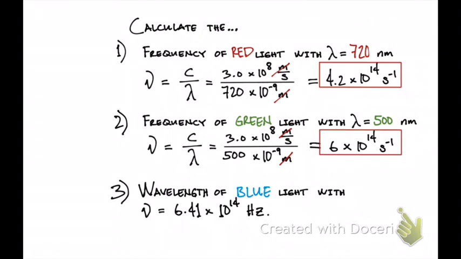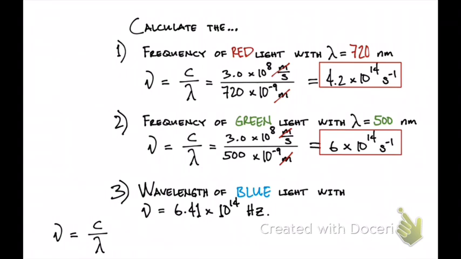And the last question here, calculate the wavelength of blue light with frequency equal to 6.41 times 10 to the 14th hertz. All right, so now we have to calculate the wavelength and not the frequency. But we can use the same equation here, right? The same formula. Frequency is equivalent to the speed of light divided by wavelength, which is lambda.